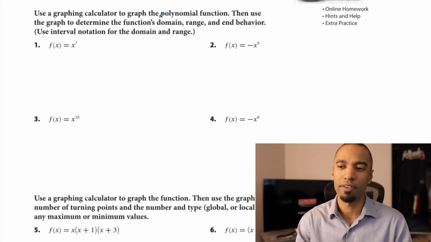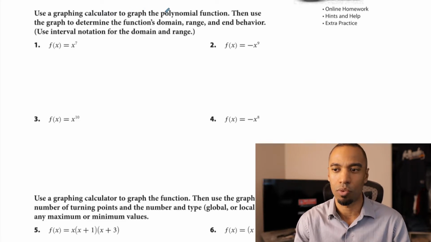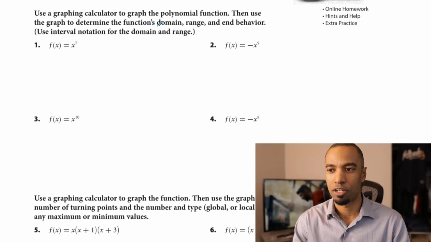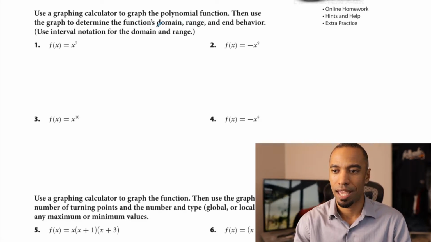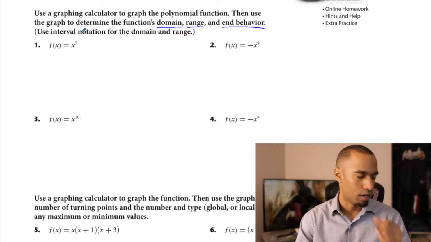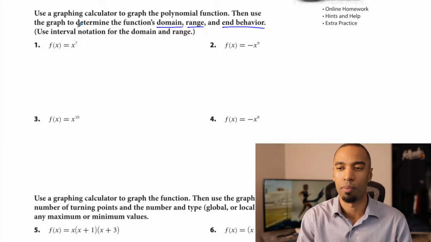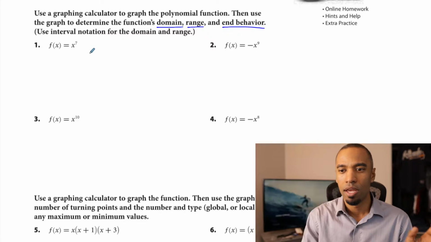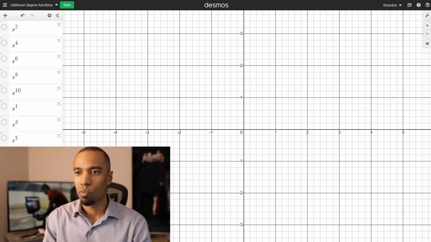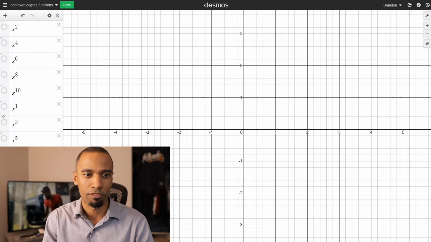So it says use a graphing calculator to graph the polynomial function, then use the graph to determine the function's domain, range, and end behavior. Use what's called interval notation for domain and range. So I did prep, not these functions specifically, but I prepped functions of any sort of degree right here. Let me get it up. One second. Right here.